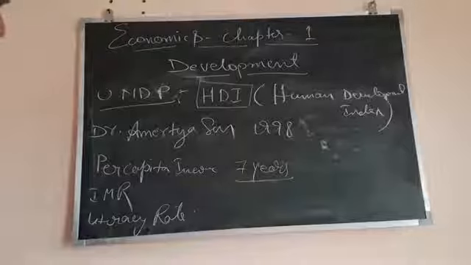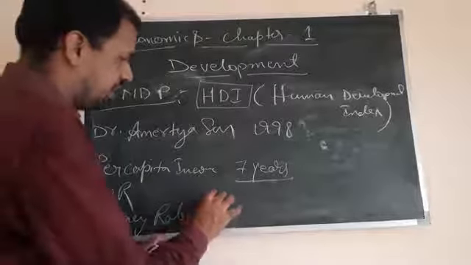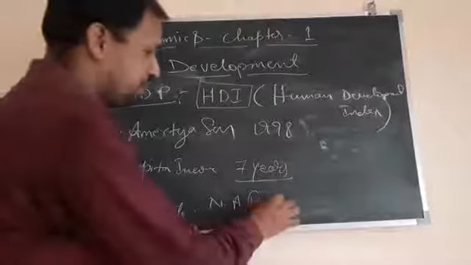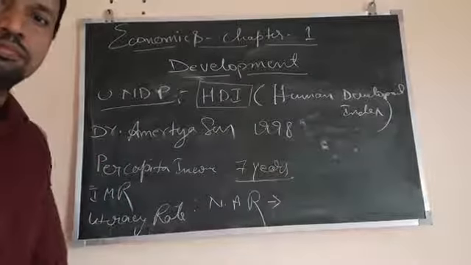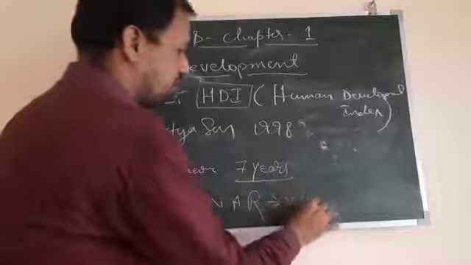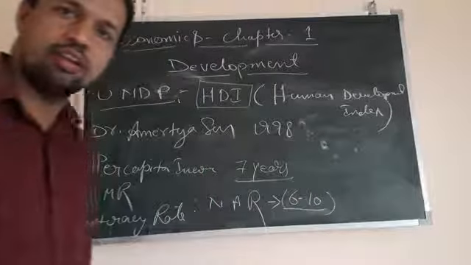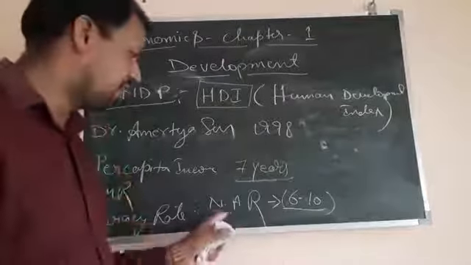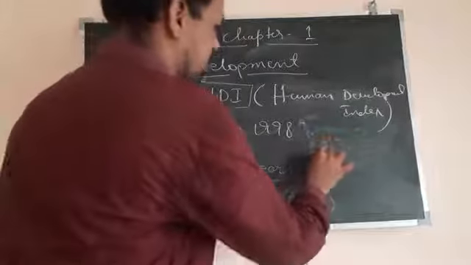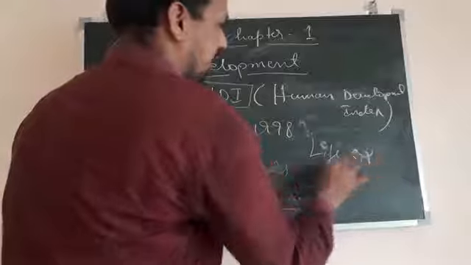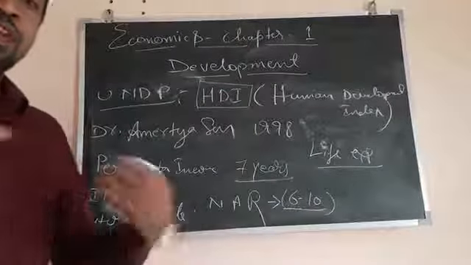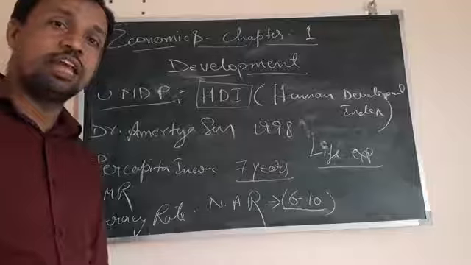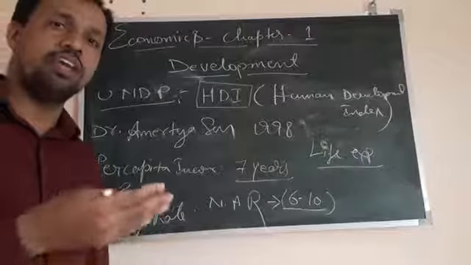After literacy rate, the next one is net attendance ratio. That is the number of children of 6 to 10 years of age attending the school in that particular area, out of the total children. Then we get the net attendance ratio. Next, life expectancy, very important. In our country, the life expectancy is around 65 years. But there are many countries where we find the life expectancy is 75, 80, 85 also.